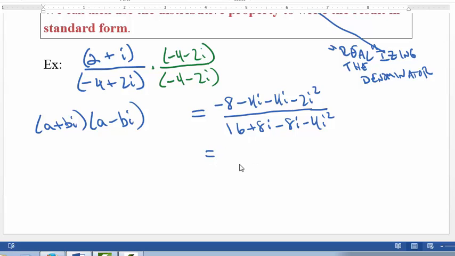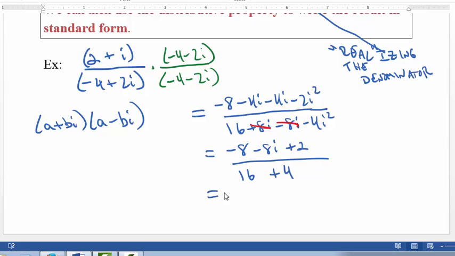So what happens in the numerator? Negative 4i and negative 4i give you negative 8i. And remember, negative 2i squared is really positive 2, changes the sign. And in the denominator, this is what we wanted to happen. The imaginary parts cancel. So we just have 16 plus 4, right? Because negative 4i squared is positive 4.